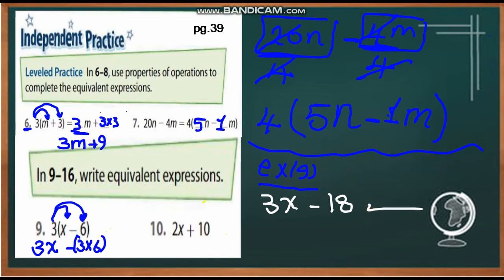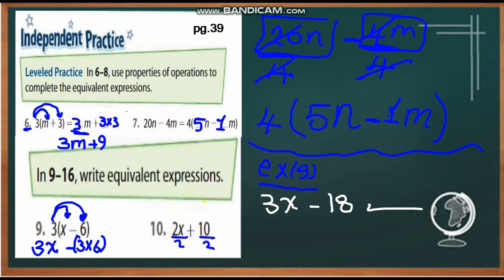Exercise 10. We have here 2x plus 10. This is what 2x plus 10 looks like after using distributive property. So I want to undo this property. How? By taking a common factor from these two terms. And as you know, when I tell you take a common factor, that means divide both terms by the same number. What is the common factor between 2 and 10 here? I can divide 2 by 2 and 10 by 2.